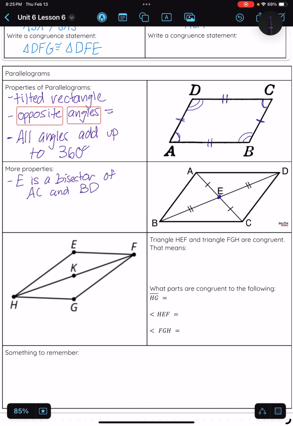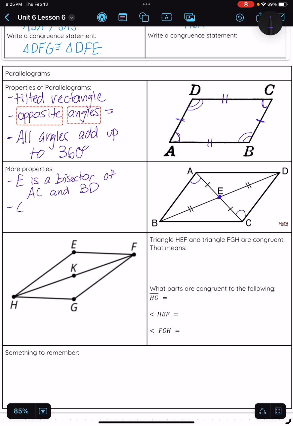It's also, these lines also help cut up the angle, but not in half. It doesn't bisect the angle, but this angle is congruent to this angle. So we're going to use some symbols to label that.